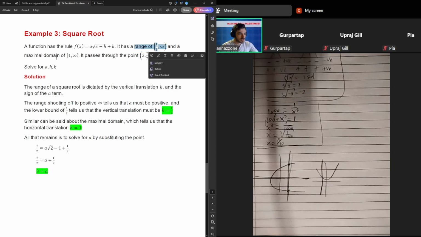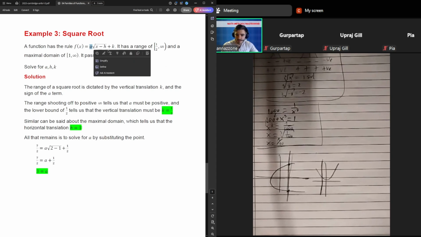So in this case, we have range, maximal domain, and passes through a particular point. So a couple of things going on there. The range of your square root is always going to be determined by this k term and the sign of this a value. If it's positive, it should shoot up. If it's negative, it should shoot down. So the range of a half is going to mean, no matter what, our k is going to be a half. But the infinity side of things tells us that a is going to be positive. That's not super necessary to solve this. It's just nice to know that your a value should be positive when you finally solve it.